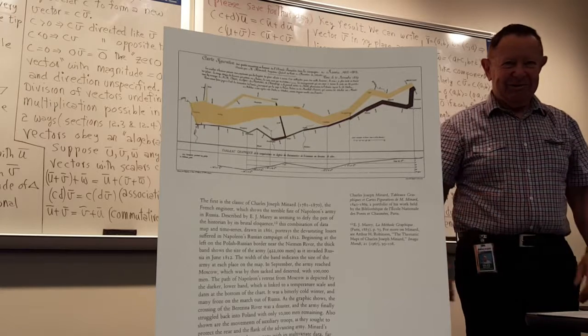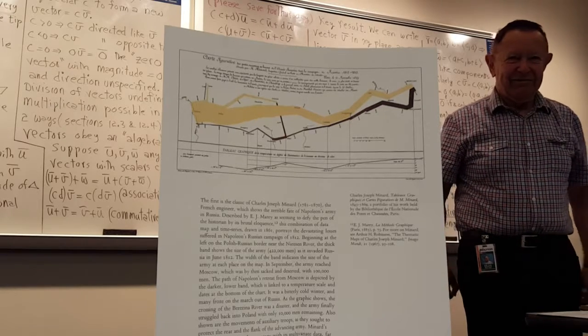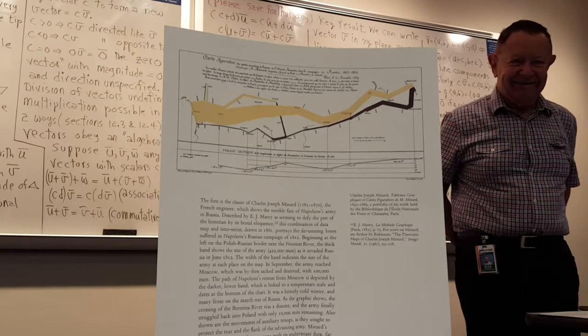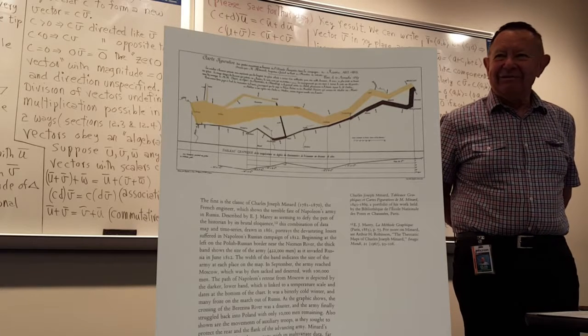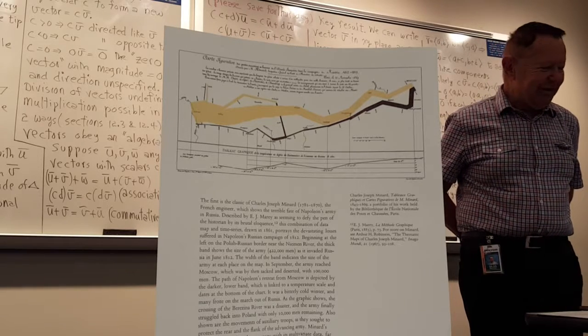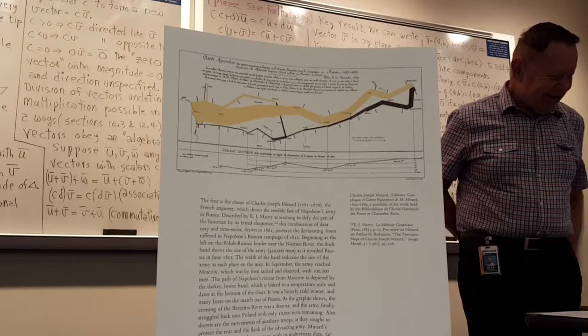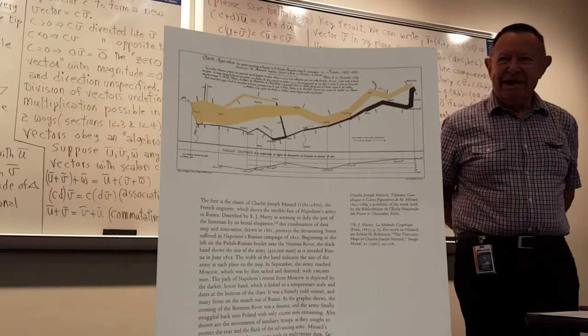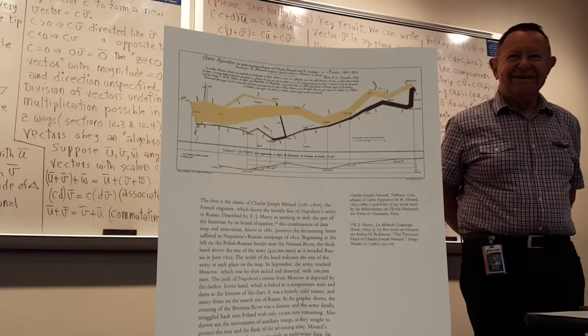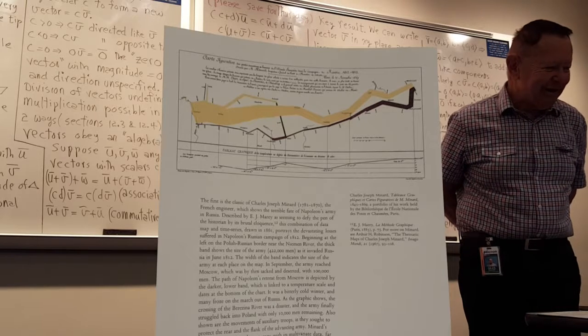So that's a drop in population? Well, of the French army, yes. Yeah, they started out with something over 400,000. And I think it says in there what they got back with. So 10. Yeah, and so on.